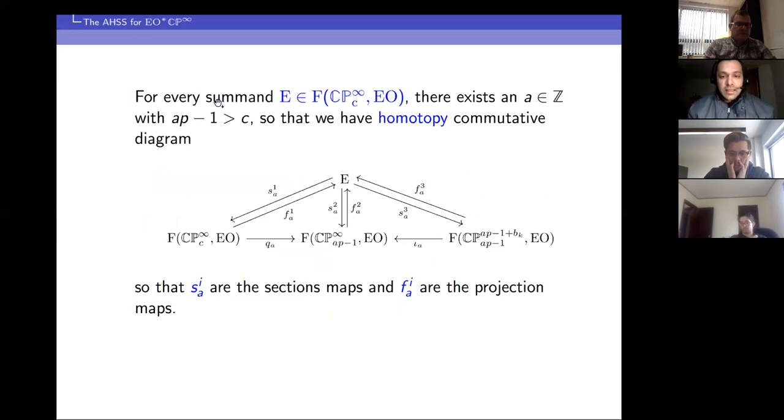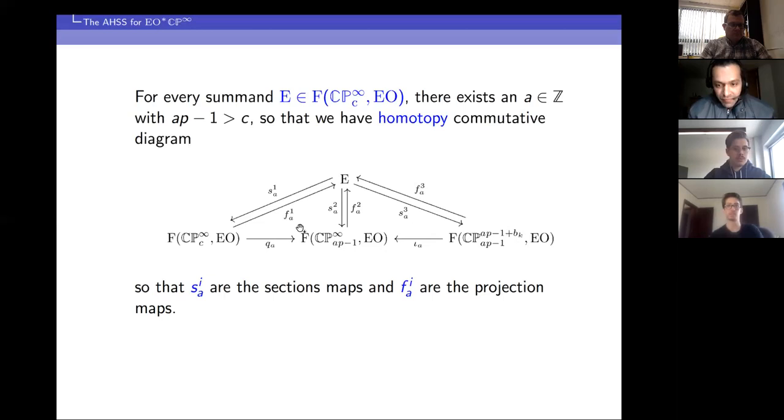because EO to E is actually Galois. And then the key step here, which I'm not going to go into in too much detail, is the following: for this function space from CP infinity C to EO, you can see each of these free summands. These S and F are the projection and the splitting maps of each piece of E that you see in this function space. And they can be tracked down to a finite subquotient, and this diagram commutes up to homotopy.